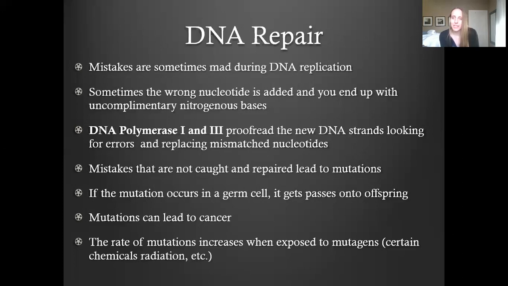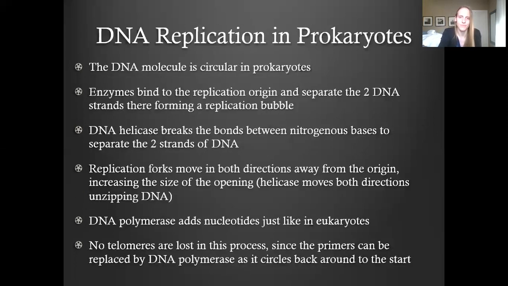Mutations can also lead to cancer, and the rate of mutations will increase if the person is exposed to mutagens, which are things that cause mutations, like chemicals or radiation and stuff like that. So that's how DNA replication works in eukaryotes.